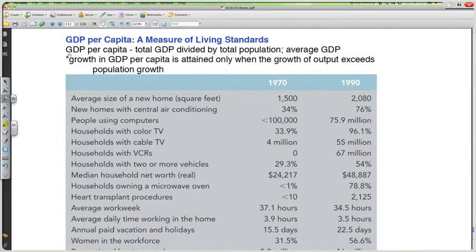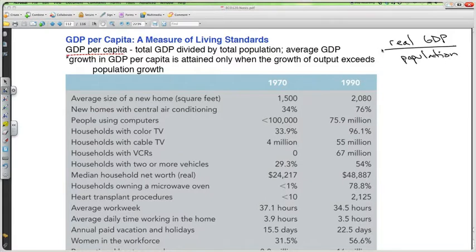Now when we look at actual standard of living, or to see how well off we are, we look at GDP per capita. We do that by taking real GDP and then dividing by our population. That gives us GDP per capita. So the only time we can increase GDP per capita is when real GDP grows faster than our population. And we've seen that, especially from 1970 to 1990.